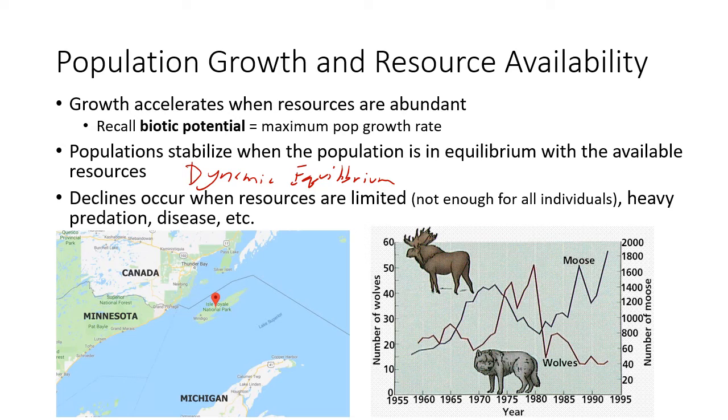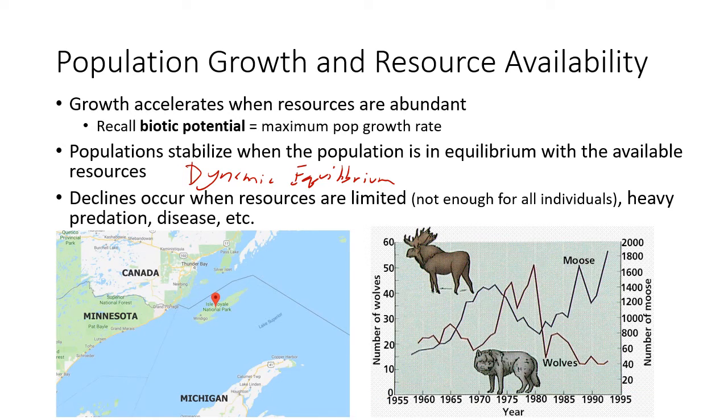Okay, so what you're going to see, I'll go blue for moose. Moose is on this y-axis over on the right, and we see number of moose ranging from 20 up to 2,000. And then wolves we're going to have in red. The wolves are on the left axis, and they're ranging from 0 up to 60.